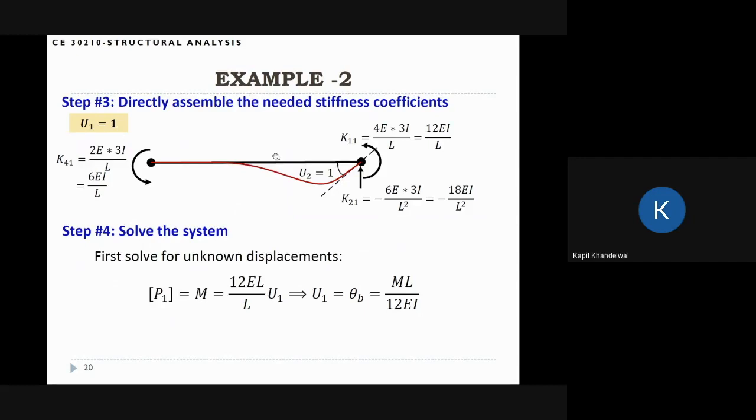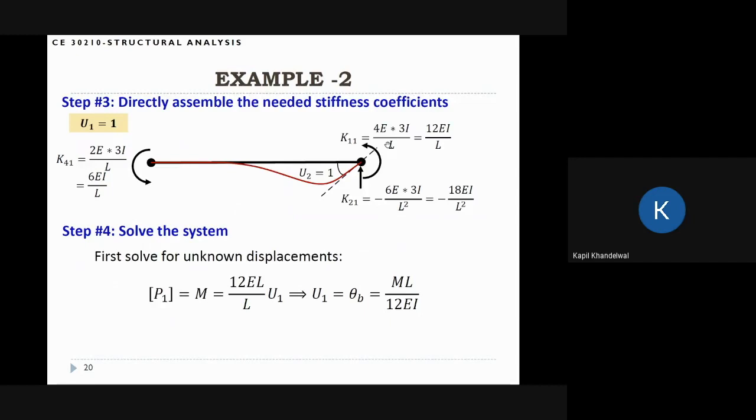We displace the first degree of freedom by 1 unit. Oh, there's another typo here. It should be U1 here. So U1 is equal to 1. I'll fix this. So we are displacing this by 1 unit. In this case, U1 is the rotation degree of freedom, so we rotate it by 1 unit. And so K11 is the moment required, and the moment required is 4EI by L.